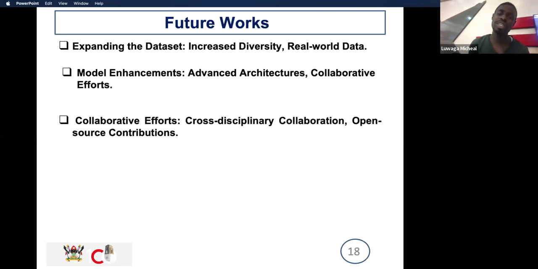In the future works, we are looking at expanding these datasets, doing model enhancements and collaborative efforts.